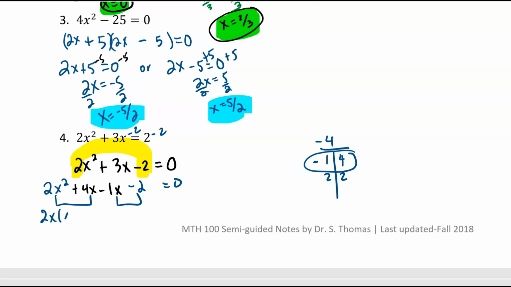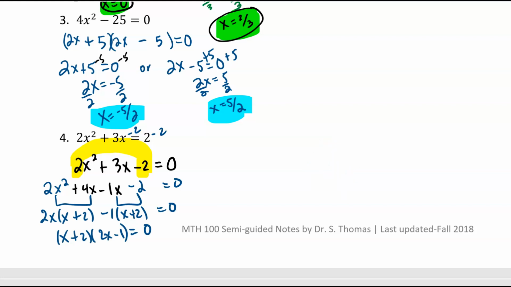We're going to factor here. Get 2x times x plus 2. Take out a -1, x minus 2. So we have x plus 2. x plus 2 times 2x minus 1 equals 0. So our factors are x plus 2 times 2x minus 1. However, since we are solving an equation, we need to continue on by setting each one of these factors to 0. So we're going to set x plus 2 equals 0, and also 2x minus 1 equals 0.